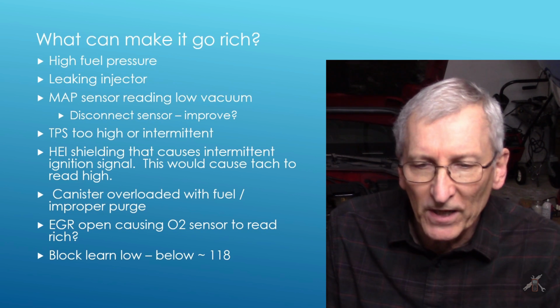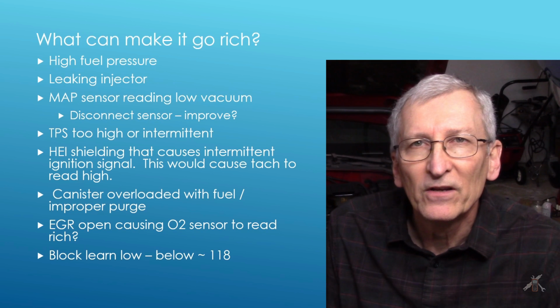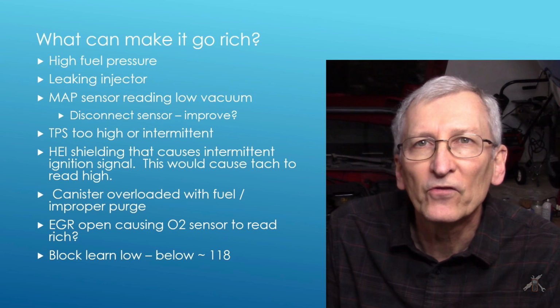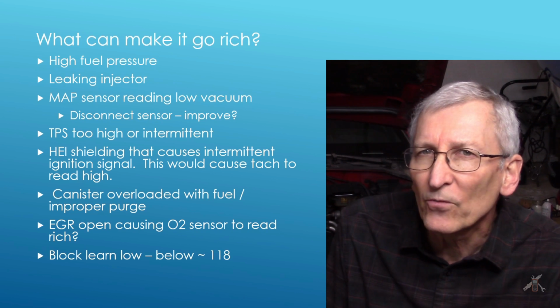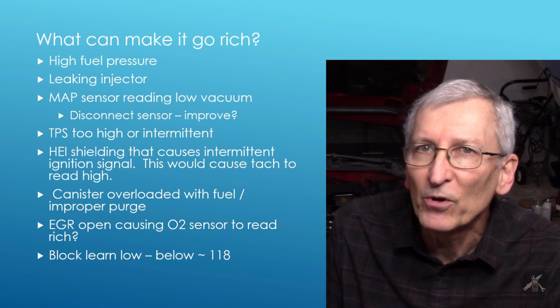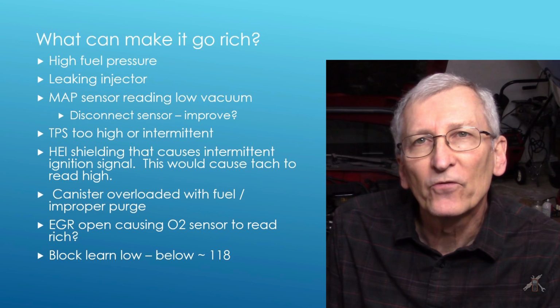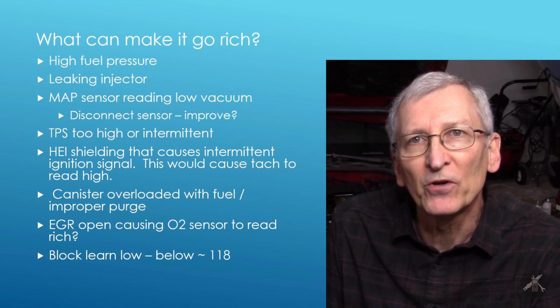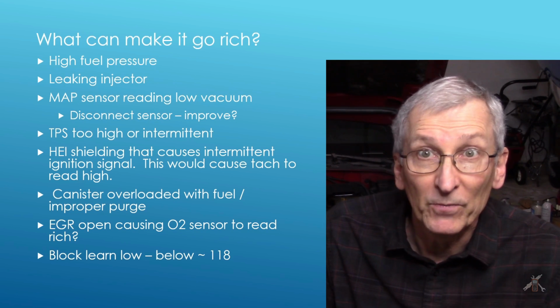GM puts one in here about high energy ignition shielding that could cause, again, a jumpy intermittent signal on the spark. And that one would seem to be sort of rare, but they put it in there for a reason. And their thing was watch a tach, and if the tach is jumping around and being unstable, then you might be there.